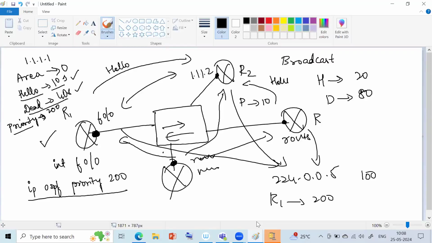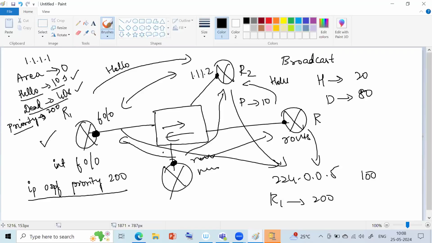Backup, do we have to do anything on the backup? No, do not do anything. Give the second priority, 150, to any router. That will be chosen as the backup designated router. Simple as that. Okay, nothing extra. Give the second highest priority to any other router, it will become the backup designated router. As simple as that. Okay.